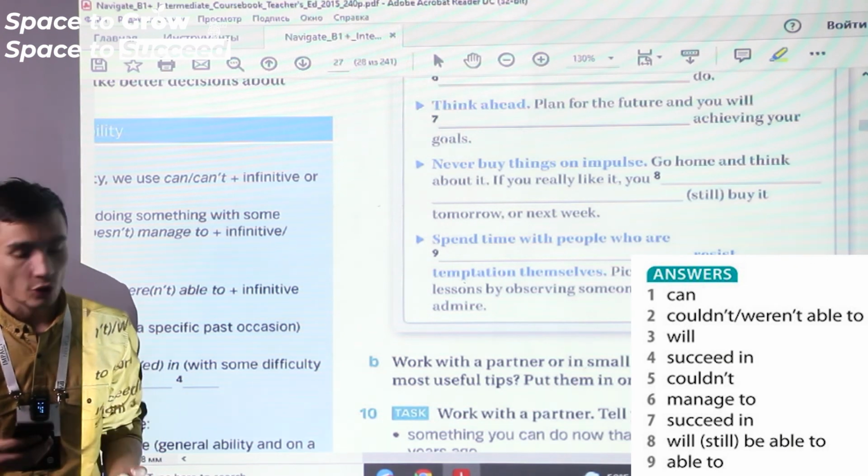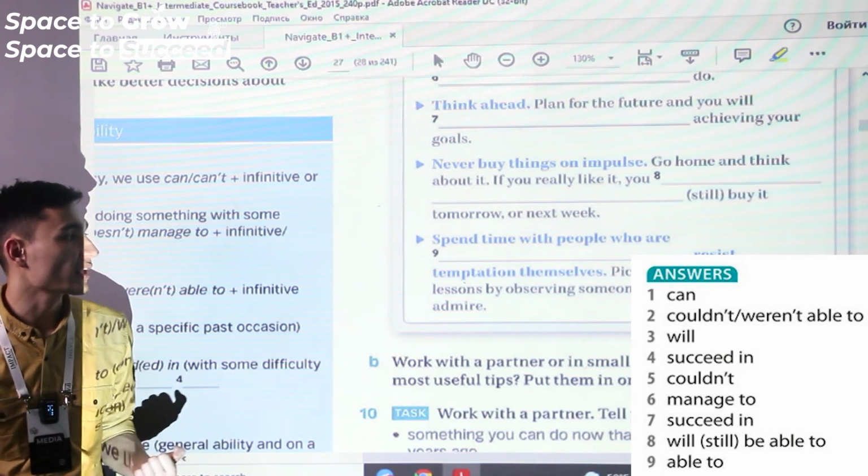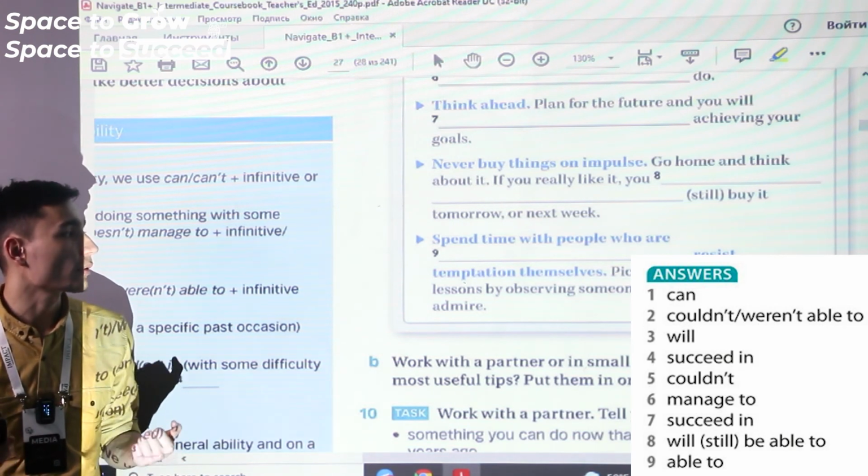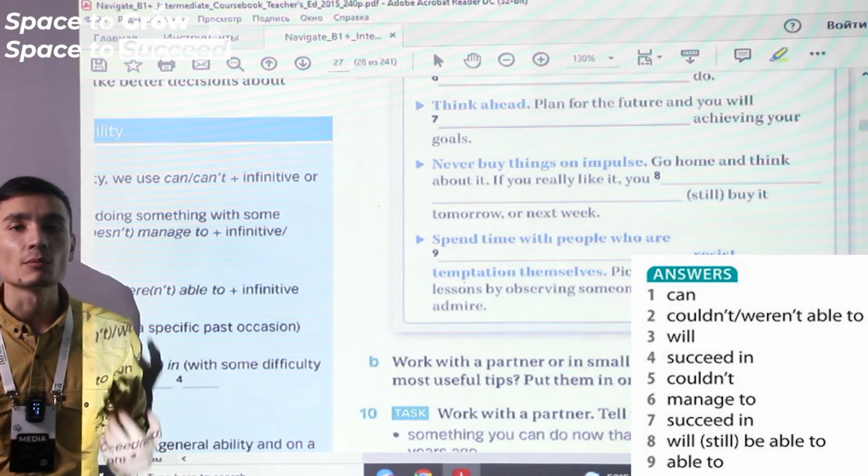Spend time with people who are able to resist temptations themselves. Pick up some valuable lessons by observing someone whose patience you admire.